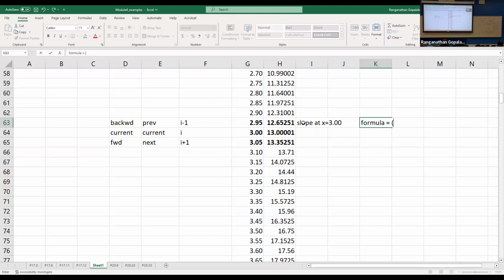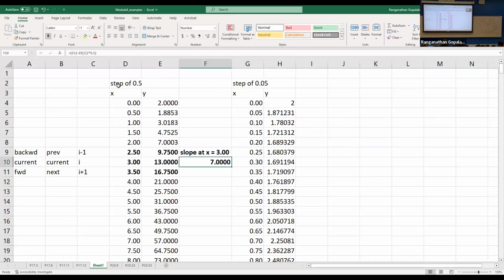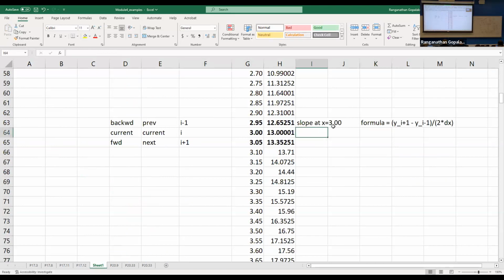y I plus 1 minus y I minus 1 divided by 2 times delta x. Did I put the 2 back there? Yep. Okay. So what would you do? You take the next minus the previous divided by 2 times 0.05. Put it in there. You can do it with your calculator. You just need these 6 values. You can write it in your sheet and then do the calculation.